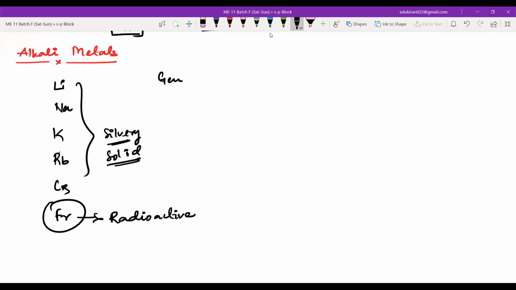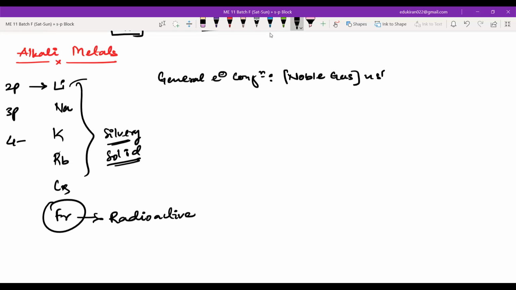If I talk about the general electronic configuration, that will be ns1. It means that their outermost electronic configuration is ns1, preceded by a noble gas. So lithium is in which period? Lithium is in the second period, this is in the third period, this is in the fourth period. So for lithium, it will be the noble gas helium and then 2s1, right? Then for sodium, similarly 3s1, 4s1, 5s1, 6s1.